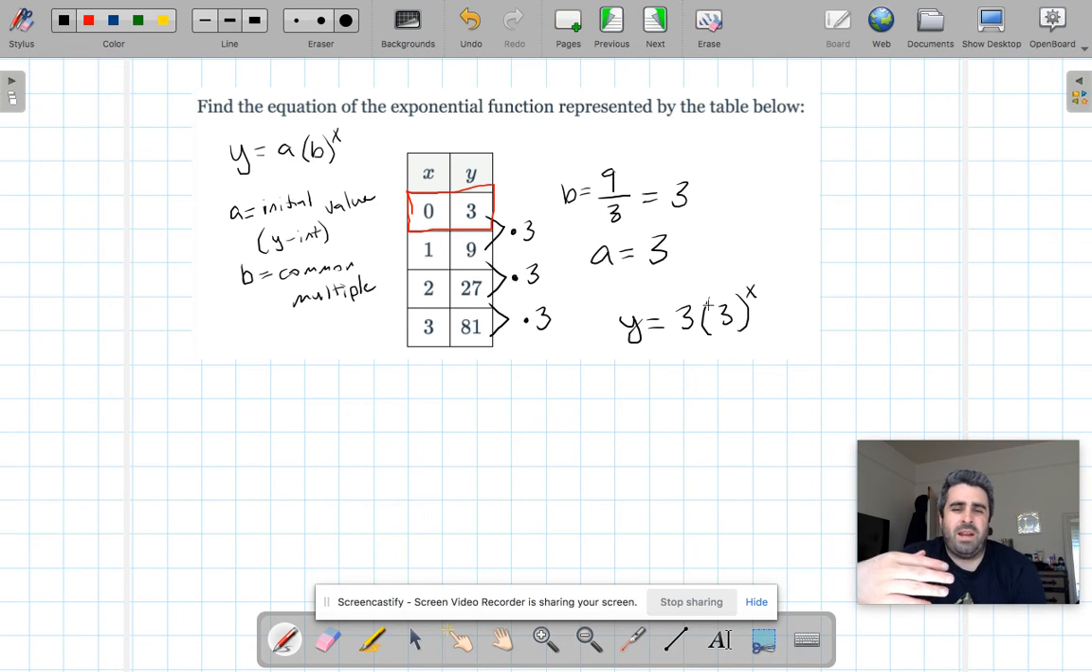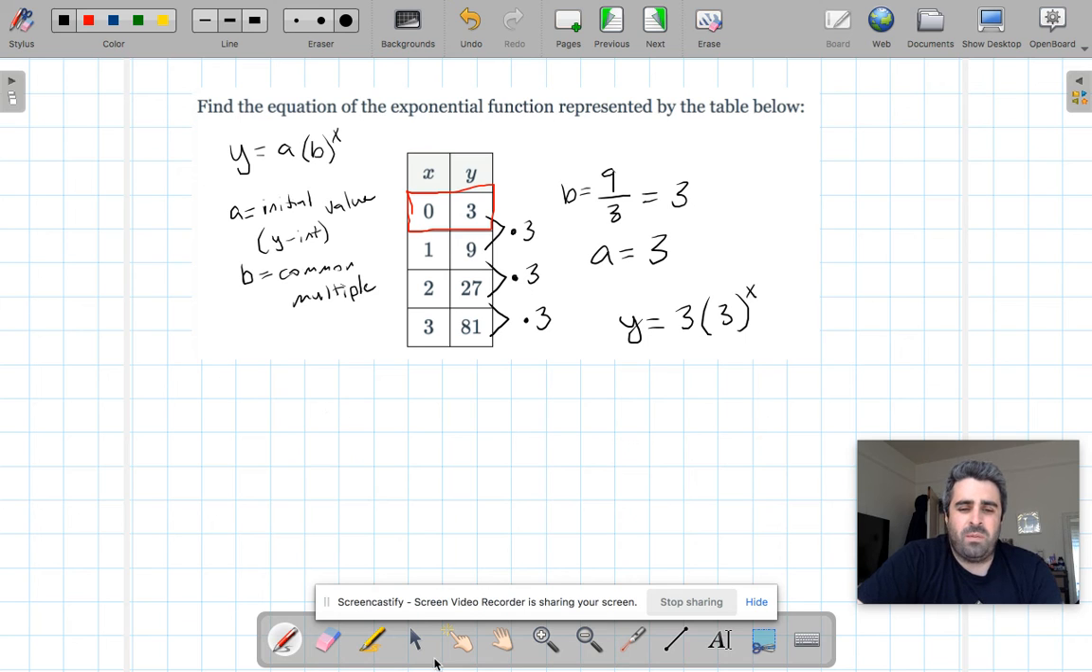So I can find any term. So this function represents this table, and I can find any term using any given value of x. So what I mean by that is, if I wanted to figure out what the value of y was when x is 5, I would plug in 5 for x. If I wanted to find the value of y when x was 7, I plug in 7, and so on. Okay, so that would be an example of exponential growth.